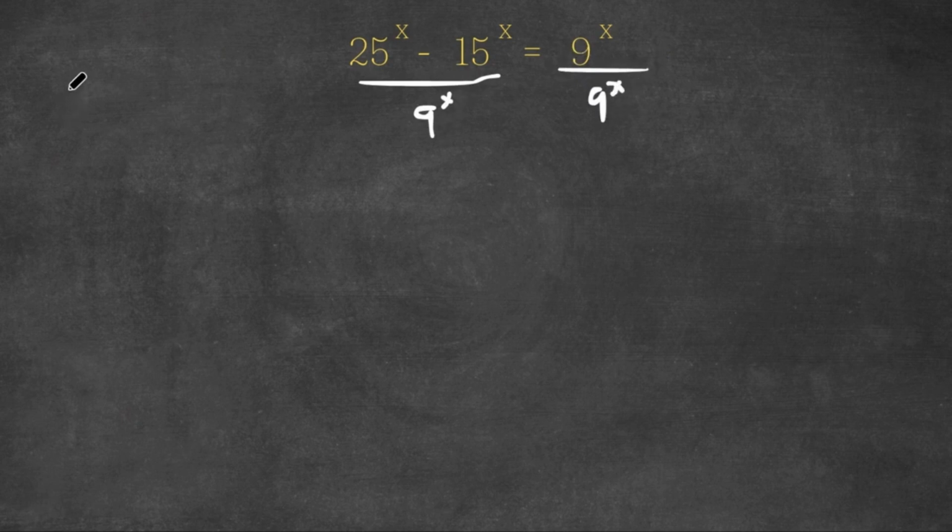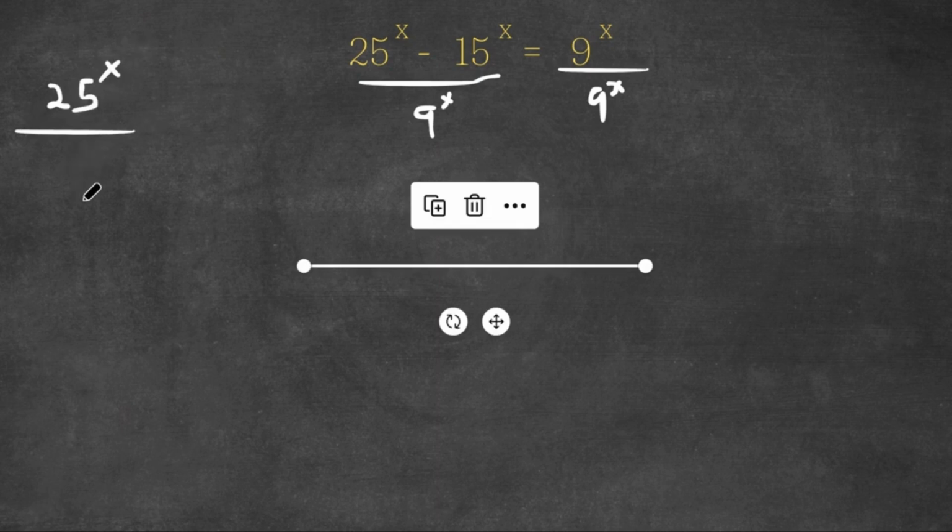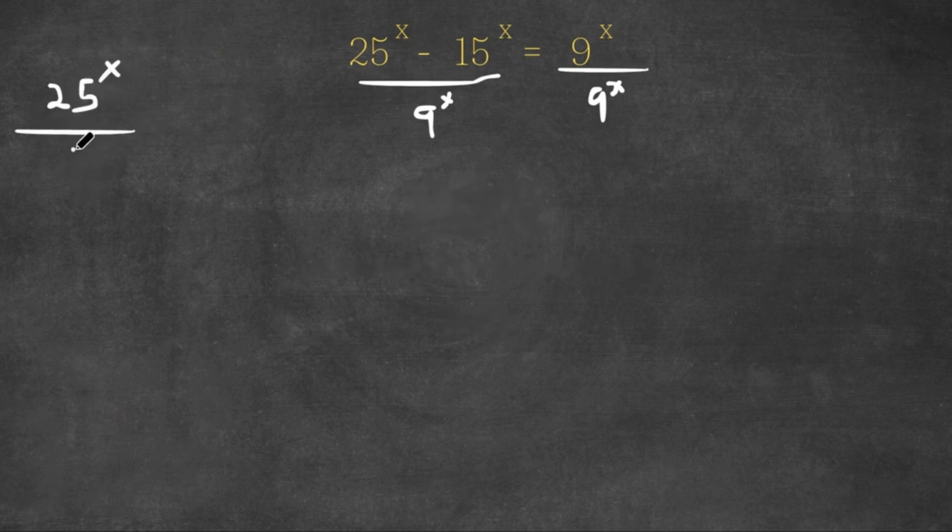So now we get 25 to the power of x over 9 to the power of x minus 15 to the power of x over 9 to the power of x, and this is equal to 9 to the power of x divided by 9 to the power of x, which is simply 1.